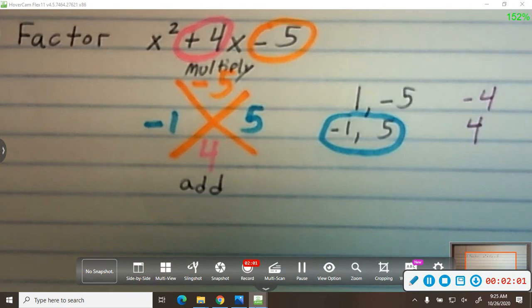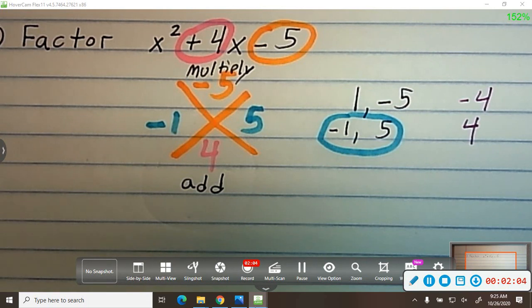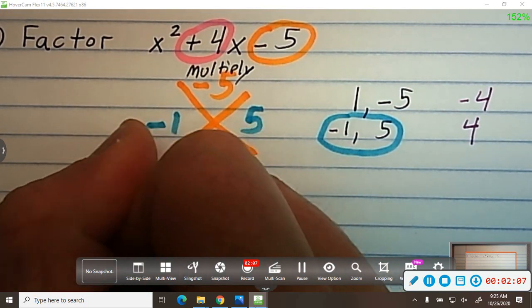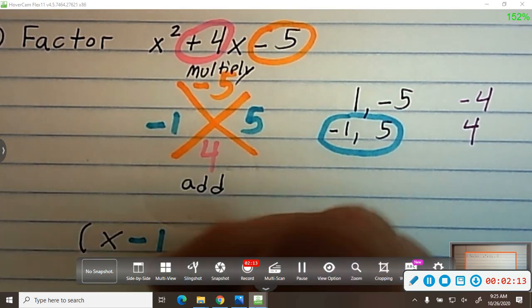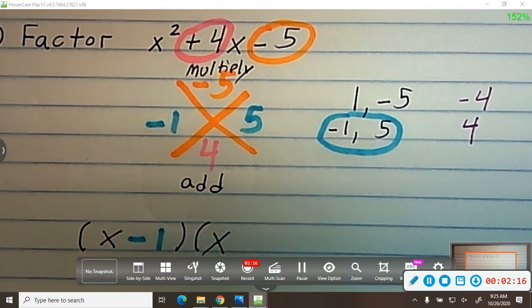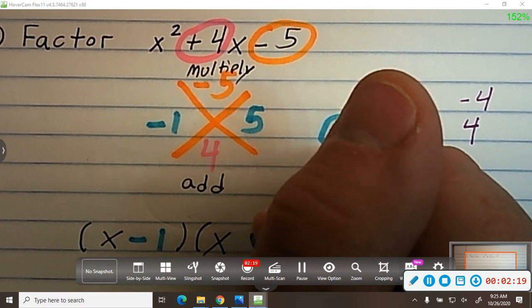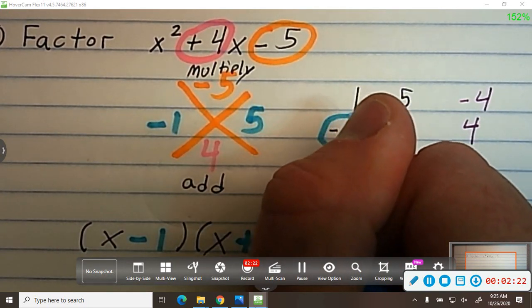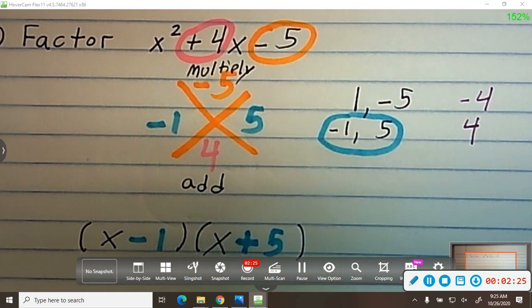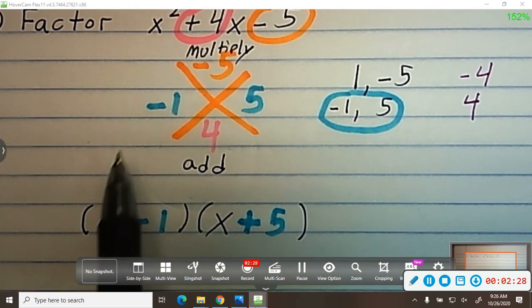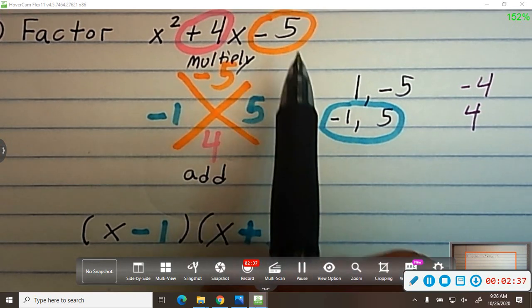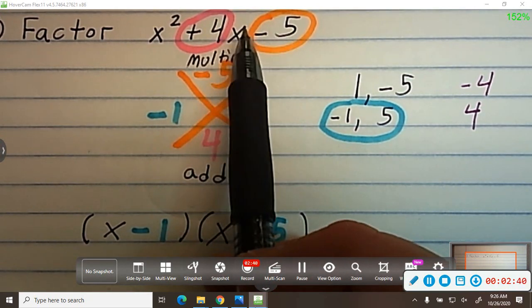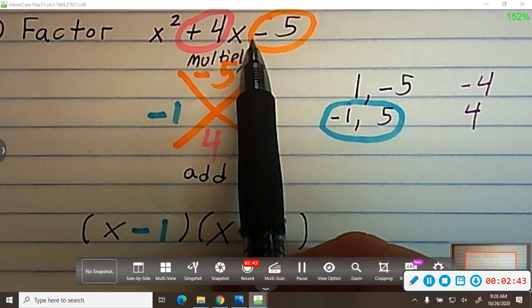and then you'll write these as what's called linear factors. So our variable is x, so we'll go x, and then we'll do -1, and then we'll do x with a +5. So these are what we call linear factors. If I were to distribute this out and go x times x, x times 5, -1 times x, -1 times 5, I would get back the quadratic in standard form. Okay.